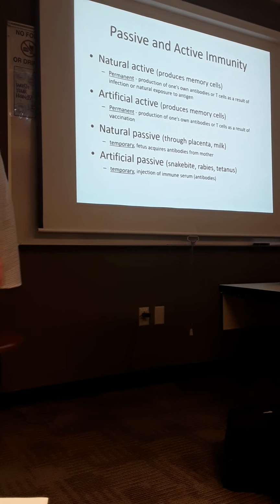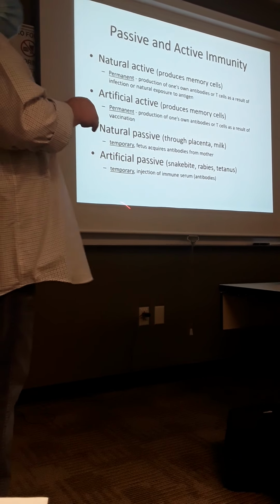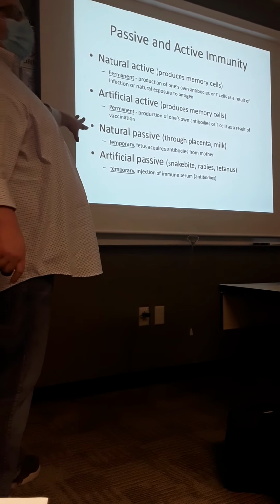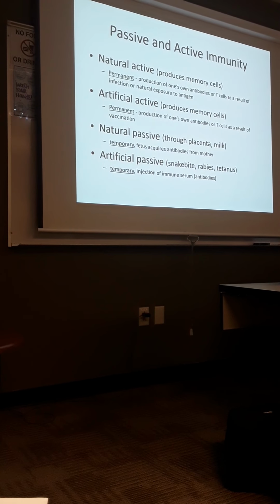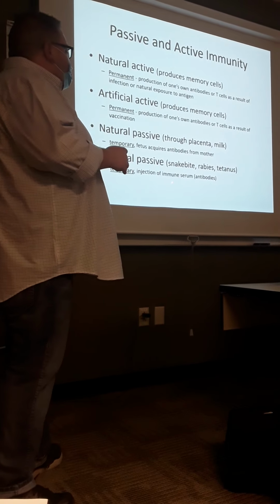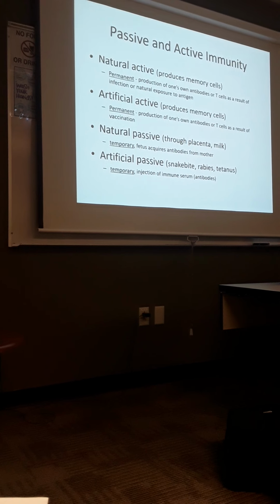Yep. Then you have natural and artificial passive immunity. Passive is temporary immunity, right? For example, this is when the mother provides antibodies to the fetus. The mother's immune system is giving the baby temporary immunity until the baby's immune system can be developed. Another example is, let's say you get a snake bite, or a tetanus shot, or rabies, okay?